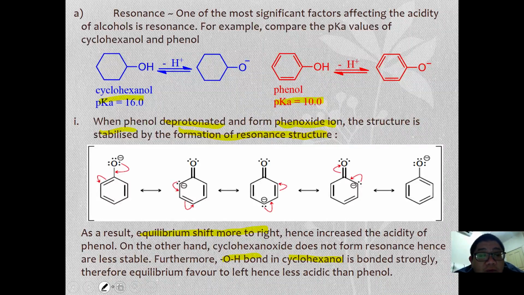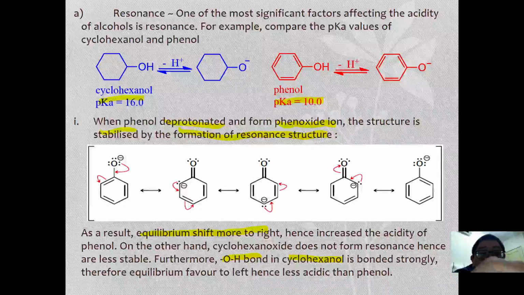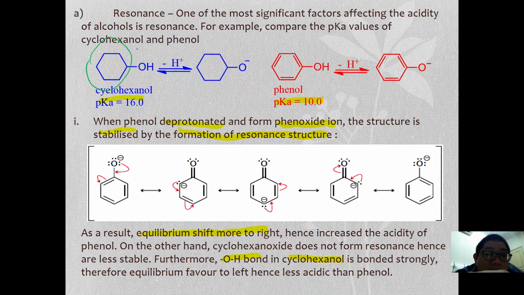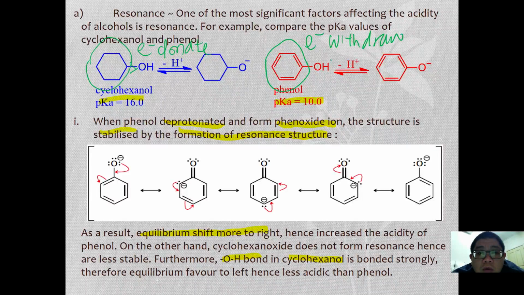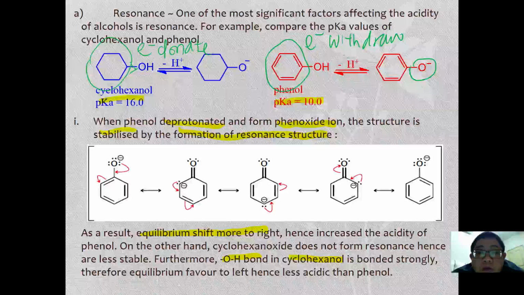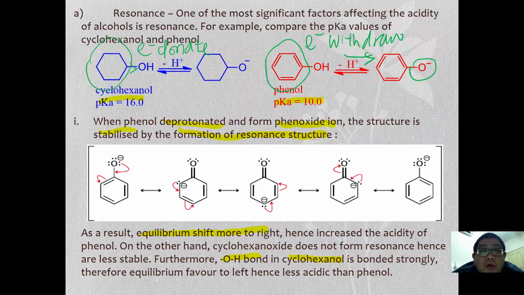There is also an alternative way which you can use to explain this. The alternative way, which is an easier way, is that we describe cyclohexane as an electron donating group. When it is an electron donating group, it donates electron density to the O, making the OH bond stronger, so equilibrium shifts to the left. Whereas the benzene in here acts as an electron withdrawing group. When it acts as an electron withdrawing group, it causes the O minus here to be more stable. So equilibrium shifts more to the right. That is why phenol is a stronger acid compared to cyclohexanol.